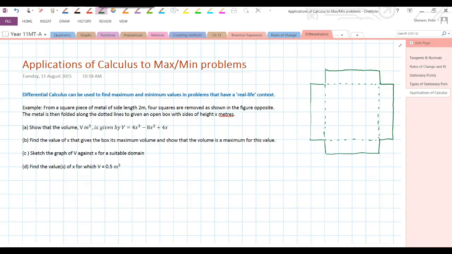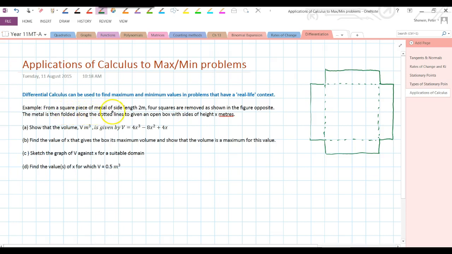Okay, I want to show you some applications now of calculus to different sorts of problems, typically to find maximum and minimum values. As is stated in this opening sentence, differential calculus can be used to find maximum and minimum values in problems that have a real life context. Okay, we're going to give you some of those real life contexts.